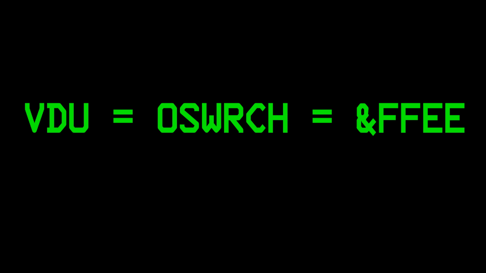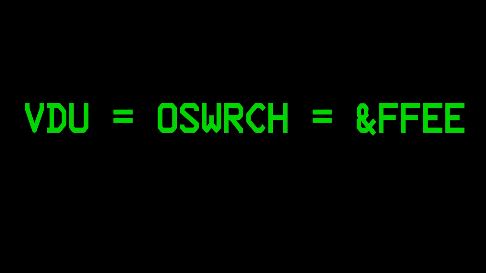VDU is, as you will remember, just a way to call our old friend OSWRCH. And just as passing a single byte to OSWRCH, provided it's a printable character, will result in writing that character to the screen, so if we pass a value of 23 to OSWRCH, it will then expect us to provide the remaining values that it needs to complete the call for defining a custom character. We can call OSWRCH in BASIC by using the CALL command followed by its memory address, just as we did in 6502 assembly code in the previous video with the JSR, or jump to subroutine opcode.